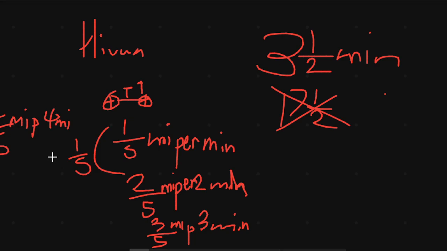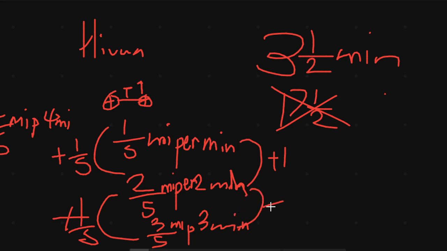So, this is repeated addition, yes? Adding 1/5 to the miles and 1 to the minutes. And what is repeated addition exactly? What's that called? Repeated addition is also known as multiplication.